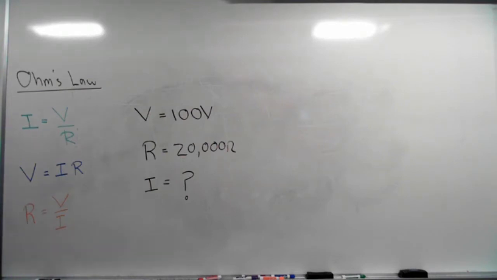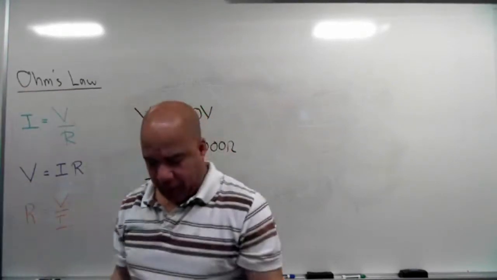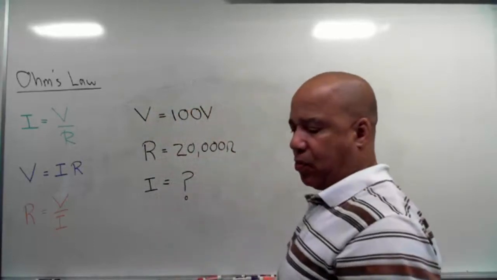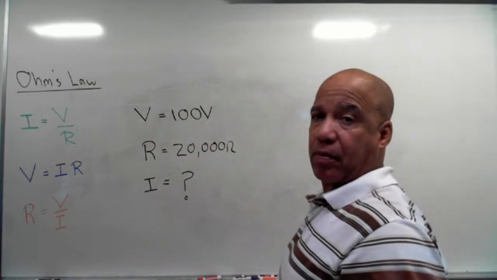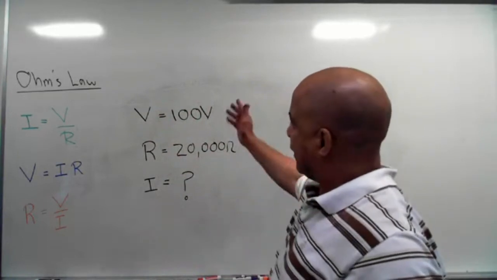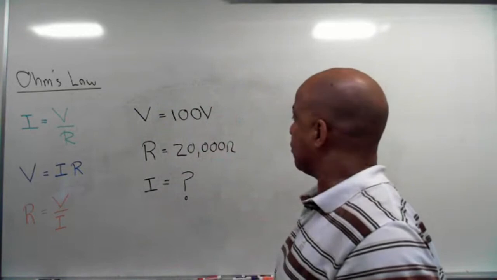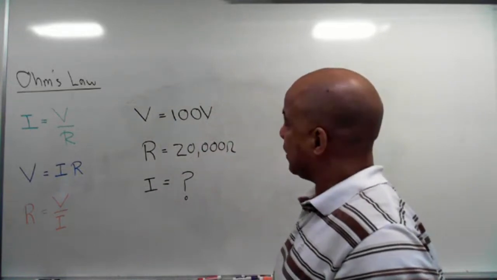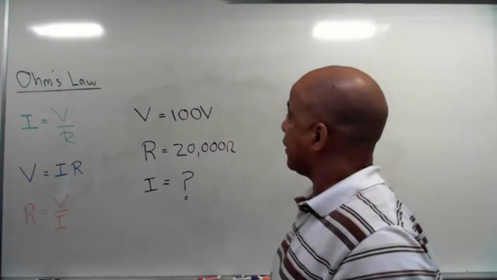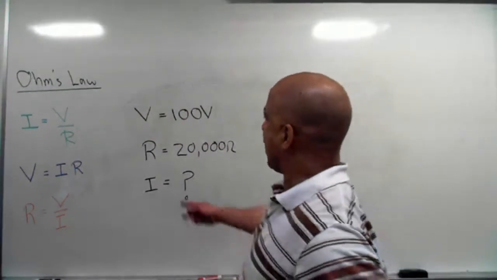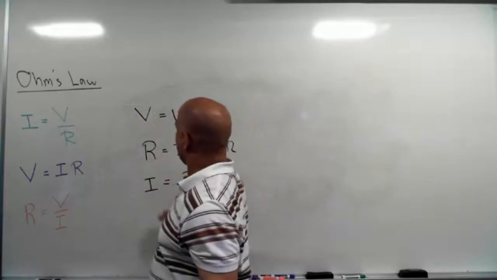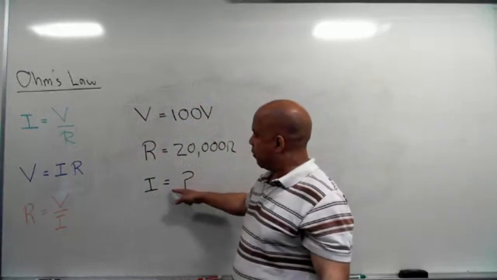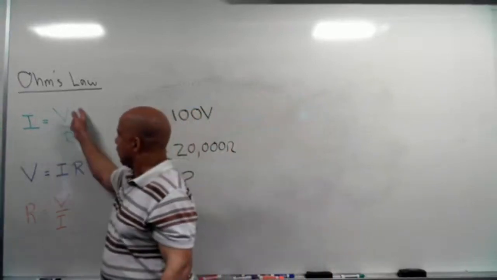All right, so the problem statement: you have a 100 volt battery connected to a 20,000 ohm resistor, and it wants you to find the current. So what I did, I made a list of what I know and what I'm looking for. I know the voltage is 100 volts. I know the resistance is 20,000 ohms. And I'm looking for the current given voltage and resistance. So this right here is going to tell me which equation to use. I want to know I equals something. Well, I is going to equal V over R.